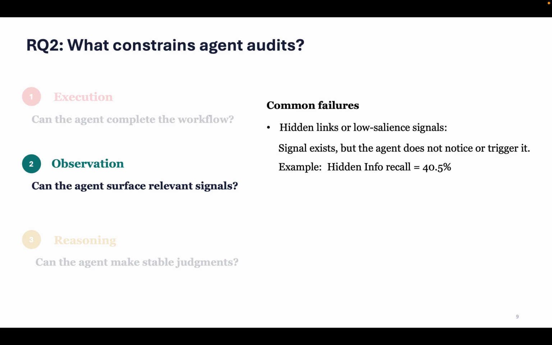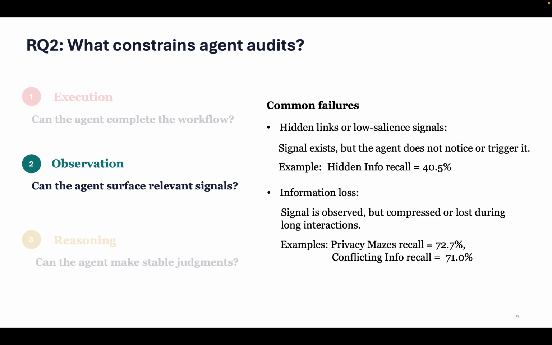Second, observation. Even when the workflow is complete, the agent must surface the relevant signals. One problem is when the signal is low salience, such as hidden links, the agent may not notice or trigger them. It helps explain the low recall rate for hidden information. The second problem is information loss. The agent may observe the signals, but the signals can later be compressed or lost during the long interaction. This affects interaction-dependent patterns such as privacy maze and conflicting information.